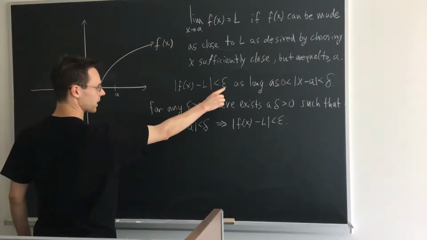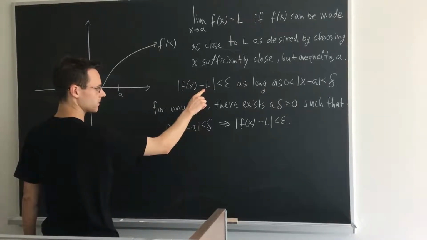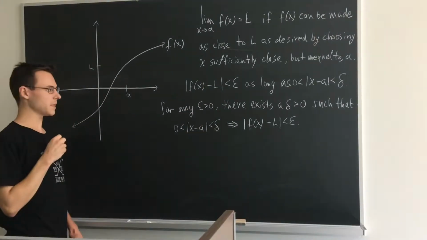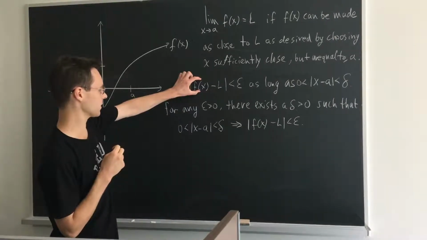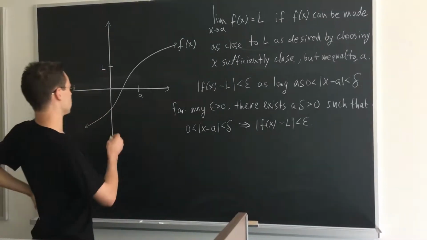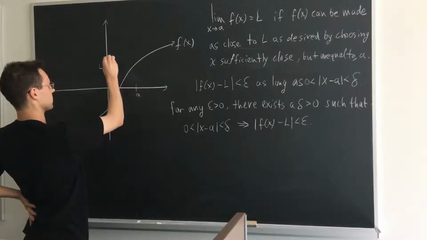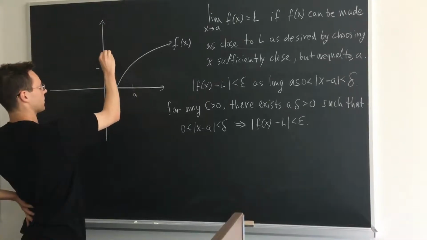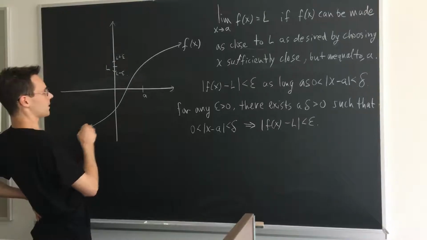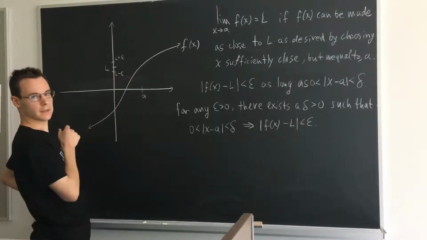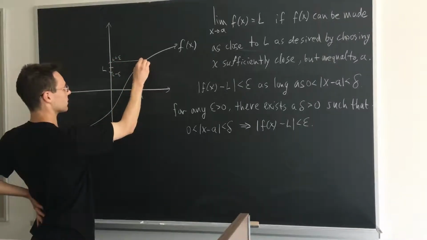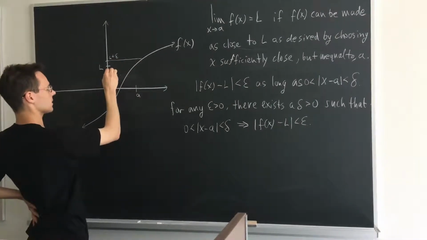Well, we have a little epsilon window around L. Remember, the absolute value of f of x minus L being less than epsilon means the same thing as f of x belongs to the little window L minus epsilon to L plus epsilon. So let's say our little epsilon window is here. There's our L plus epsilon. There's L minus epsilon. The value of the function will fall within this little epsilon window around L, as long as we choose our x's to be close to a.